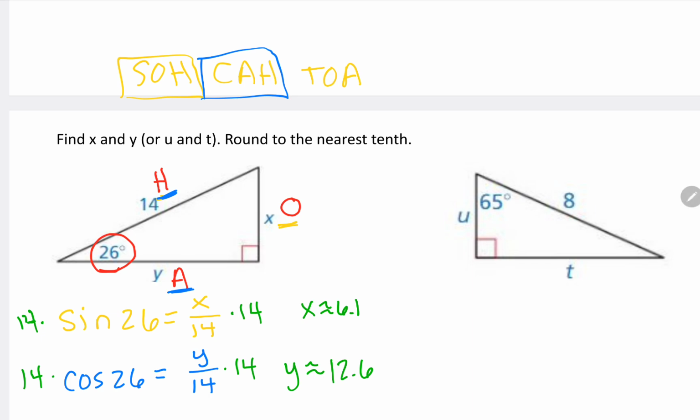Same idea over here. I'll set them up, but I'm not going to solve them again. We've got opposite, adjacent, hypotenuse. So if I'm looking for t, I'm looking for opposite. I have hypotenuse. That means I'm going to be using sine if I'm looking for t. And if I'm looking for u, I'm going to need cosine for adjacent and hypotenuse.